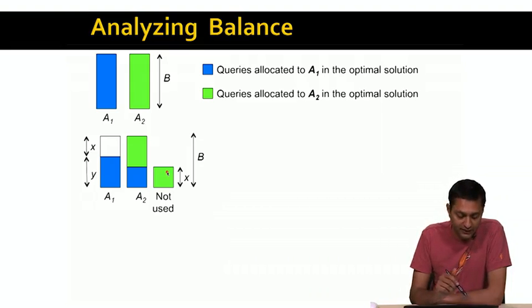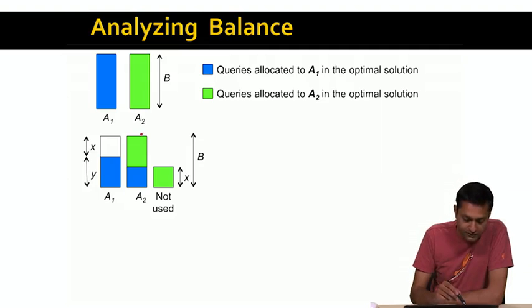Okay, and in fact the revenue of the balance algorithm is equal to B, which is the set of queries that are assigned to A2. Remember, since we exhausted A2's budget, plus Y, the set of queries that were assigned to A1.